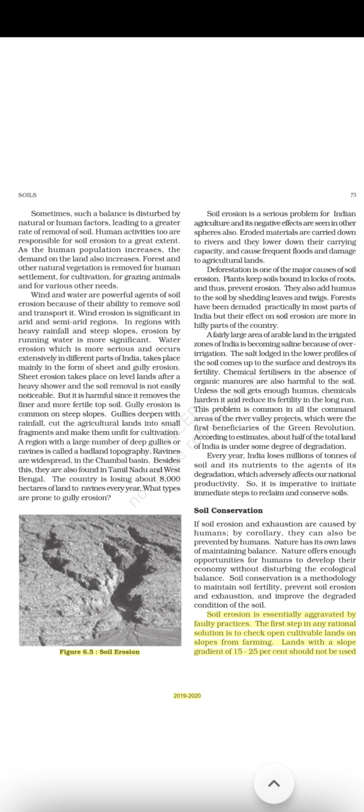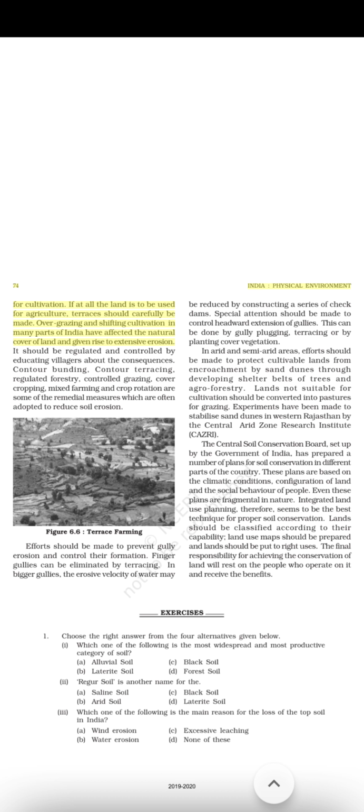The first step in any rational solution is to check open cultivable lands on slopes from farming. Lands with a slope gradient of 15 to 25% should not be used. Figure 6.5, Soil Erosion 2019-2020. India, Physical Environment for Cultivation. If at all the land is to be used for agriculture, terraces should carefully be made.